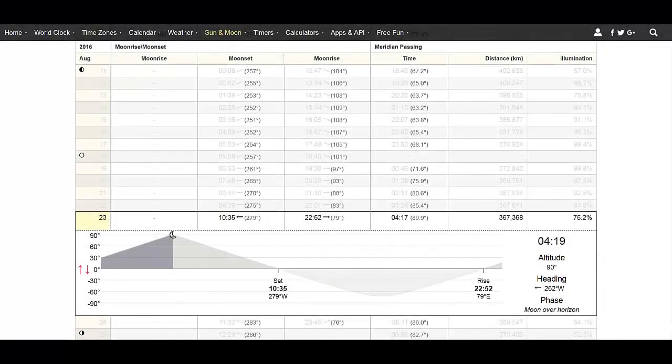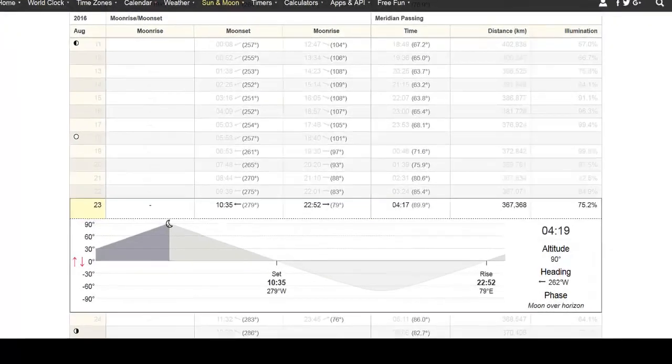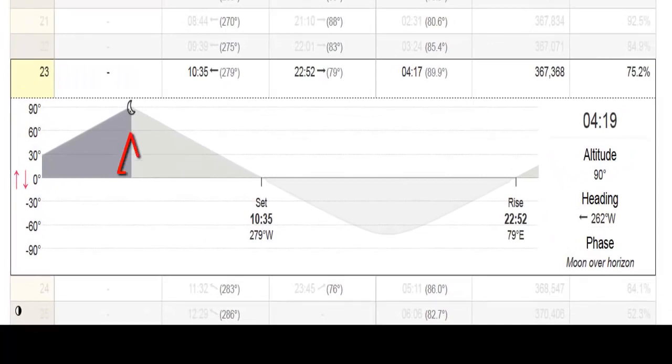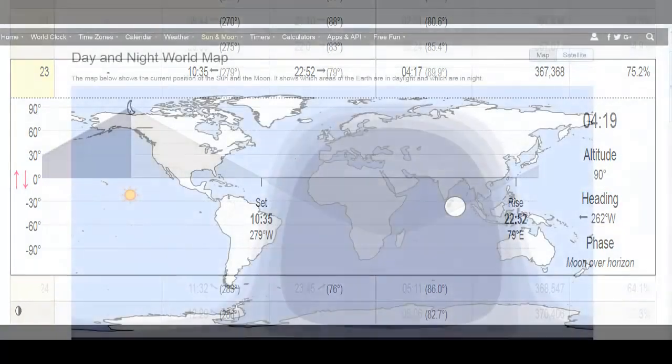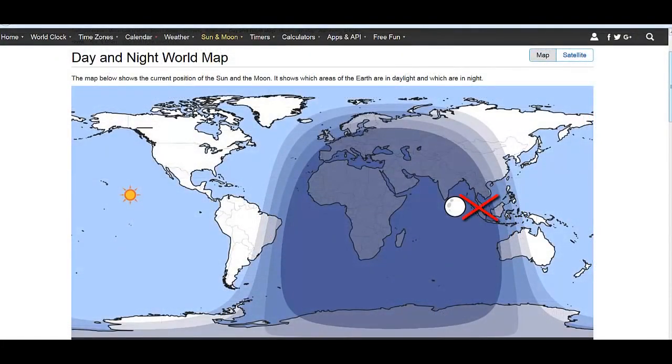So let's have a look at timeanddate.com. This was on the 23rd of August, and there we can see the moon was at its zenith at 4:19 in the morning, and you can see the heading was 282 degrees west, pretty much direct west. And here's just another map showing my location with the cross and where the moon is said to have been at that time. It's 4 a.m.